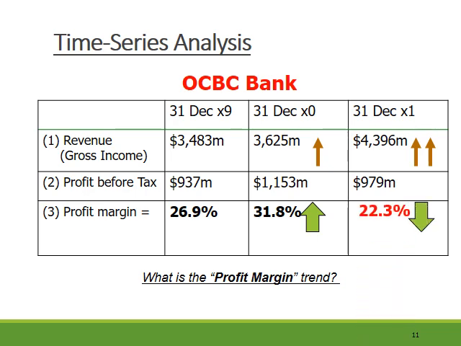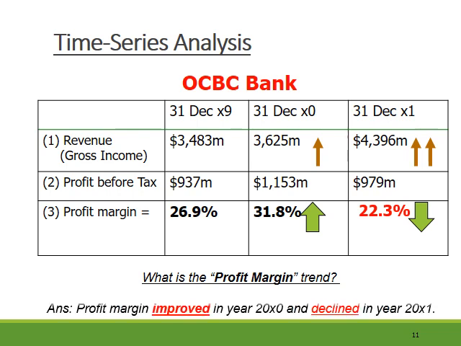However, in the final year, X1, the gross profit has decreased. So the answer is the profit margin improved in the year 20X0 and declined in the year 20X1.